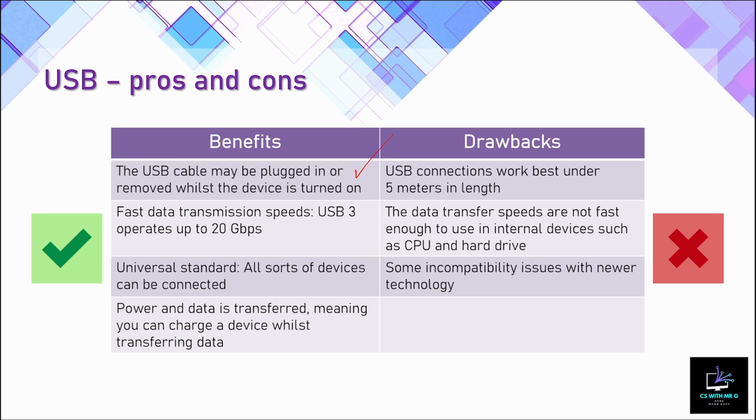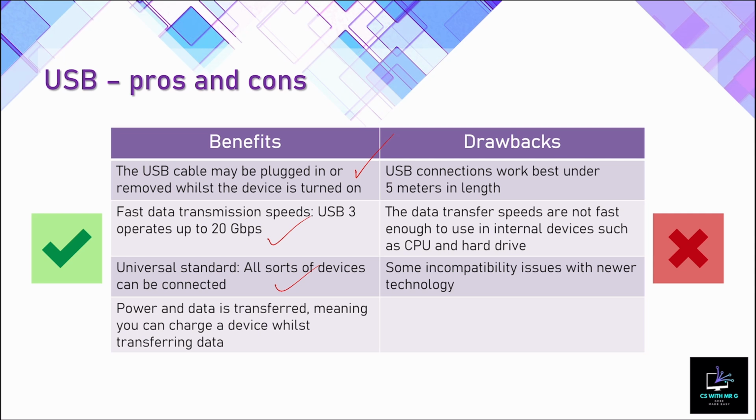Also, the transmission speeds have increased so much that we don't tend to use any other type of data transmission outside of the computer. Whether it's an external hard drive or a USB drive, USB is typically fast enough for everyday use. It says their USB 3 operates up to 20 gigabytes per second, which is a very high transfer rate of data. It's also a universal standard. As you know, it is used worldwide. So many devices can be connected.